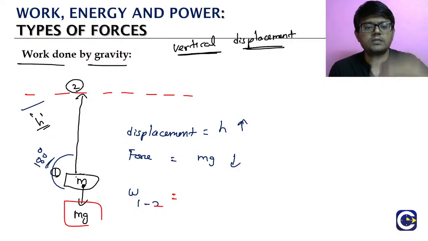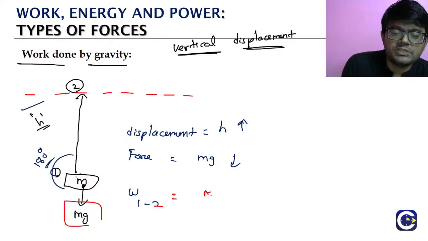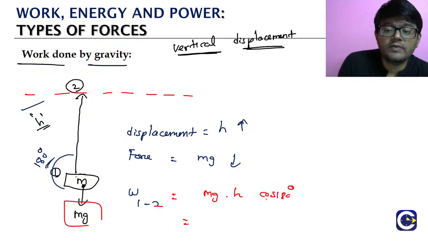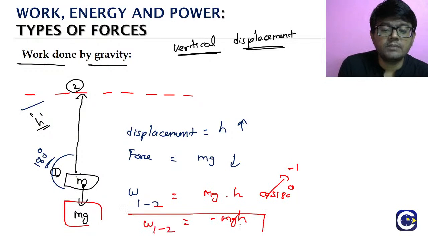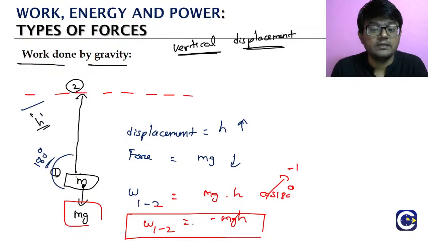So point 1 we are taking it to point 2, right? So work done by the gravity will be what? Force mg into displacement h. What is the angle between them? 180 degrees. So into cos 180. What is cos 180 value? It is -1. So what is it? Minus mgh. So if we take it from point 1 to point 2, then what is the work done by gravity?